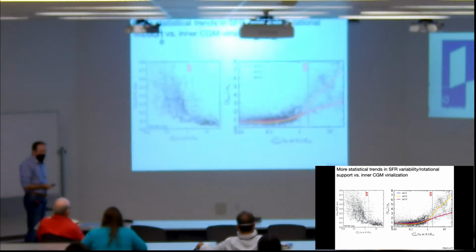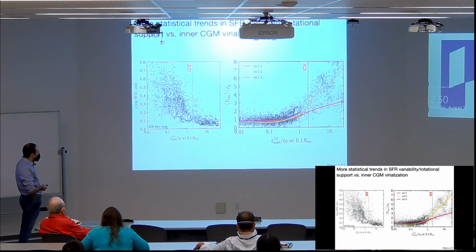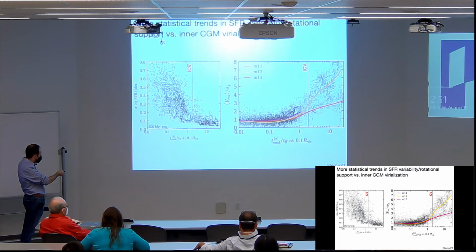Okay, a little bit more statistical are these panels here. This is now from a set of about a dozen simulated galaxies. There are way more than 12 points on these diagrams because for each simulation we have multiple snapshots. What the left shows here is, again, a measure of star formation rate variability, plotted as a function of T cool over T free fall in the inner CGM. And again, what you can see is statistically, prior to inner CGM virialization, you have order of magnitude type fluctuations in the star formation rate, and these drop rather abruptly around the time the inner CGM virializes.